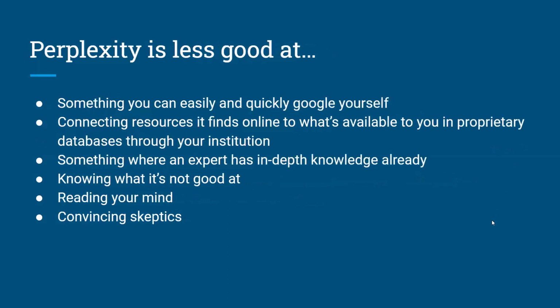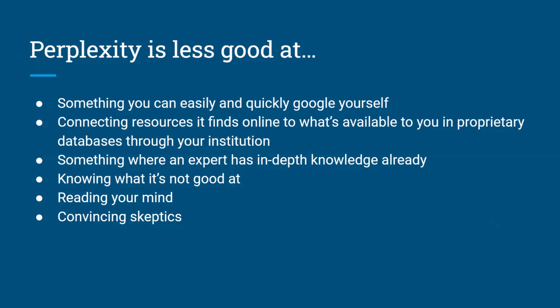So Perplexity is less good at something you can easily and quickly Google yourself. Connecting resources it finds online to what's available to you in proprietary databases through your institution, right? That is not where it excels. It's less good at something where an expert already has in-depth knowledge. It's not very good at knowing what it's not good at. It's not good at reading your mind, right? Some AIs will ask you clarifying questions. I didn't get any of those. I don't know if it ever does that, but it didn't conduct anything like a reference interview for me.